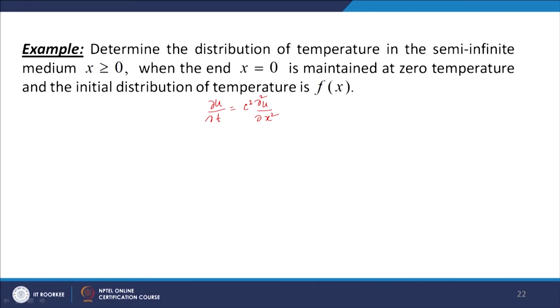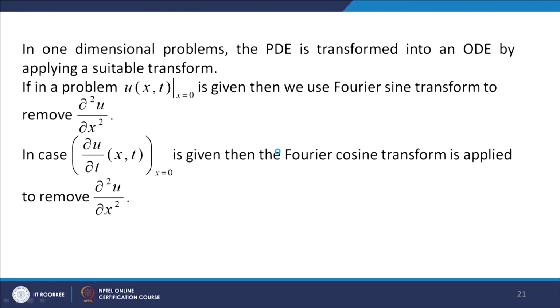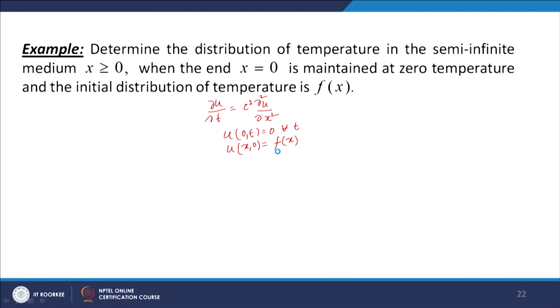Now, the boundary condition here is that at x equal to 0 temperature is 0. So, u(0,t) is equal to 0 for all time t, and we are given the initial temperature distribution as u(x,0) equal to f(x). Now, you can see we are given u(x,t) at x equal to 0. When u at x equal to 0 is given, we use the Fourier sine transform. So, let us take the Fourier sine transform of the given equation.